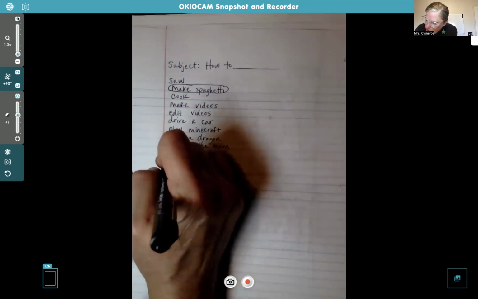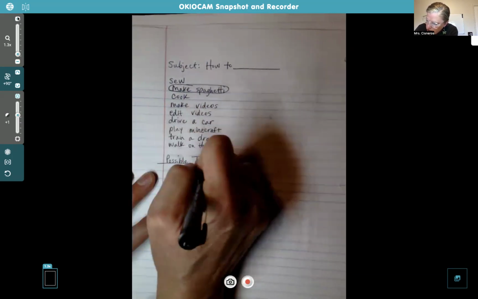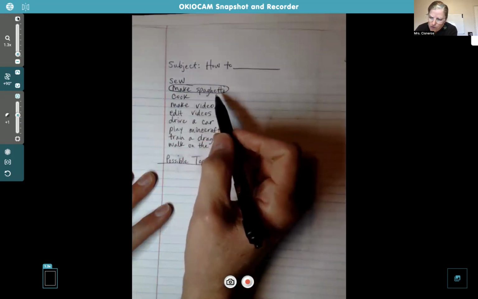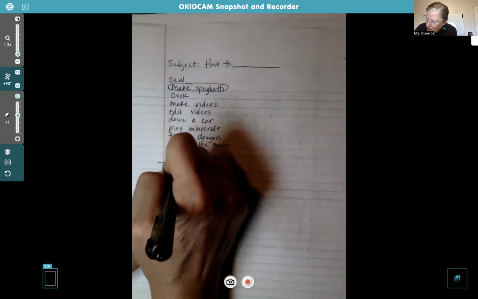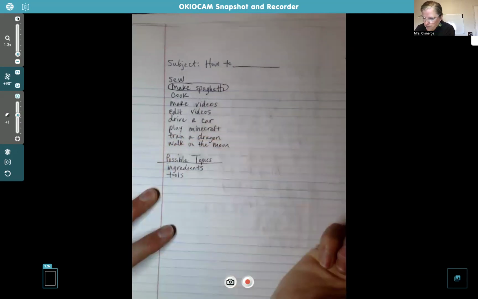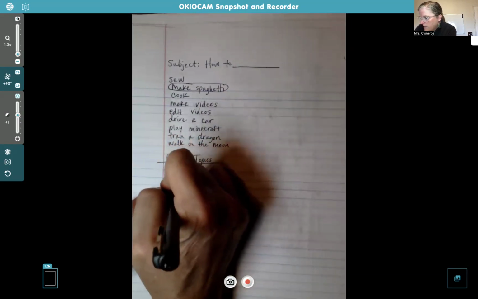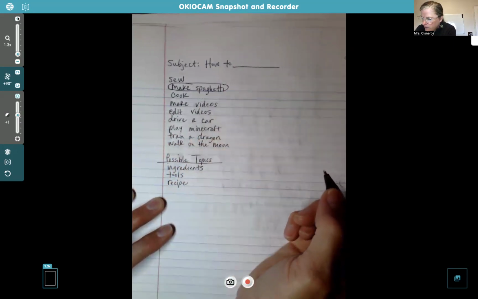And now I want you to skip a line and put possible topics. Now, this part is going to be about what you circled up here. So if you circled play Minecraft, then you're going to think of possible topics about Minecraft. And this is where you're going to start thinking in your head and asking yourself questions about that to come up with a list of topics. Like for me, I know I need to have ingredients. I need to have tools to make it, right? I need to have a recipe, even though I know how to make it. I like to follow a recipe still.